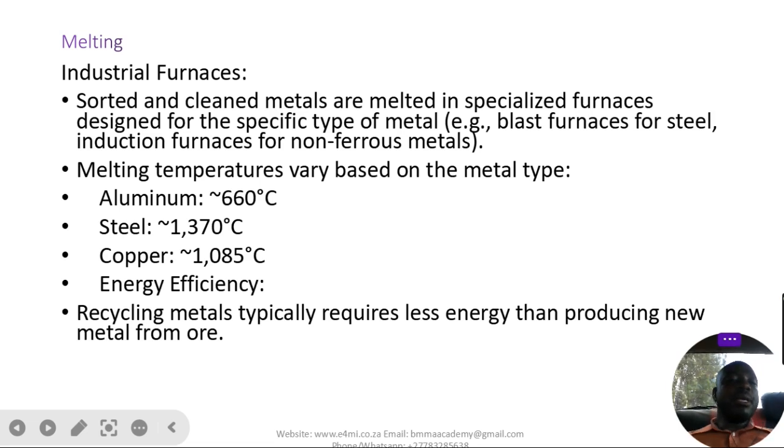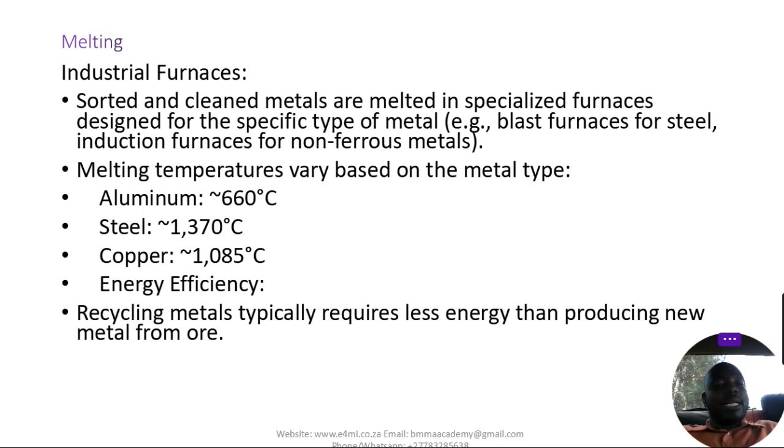For example, aluminium is easy to melt. At about 660 degrees, it will become liquid, and it also cools down faster than all the other metals. Steel is the one that is the most stubborn. It takes up to 1370 degrees Celsius or 3000 degrees Fahrenheit to melt. Copper also follows on that list at 1085 degrees Celsius.